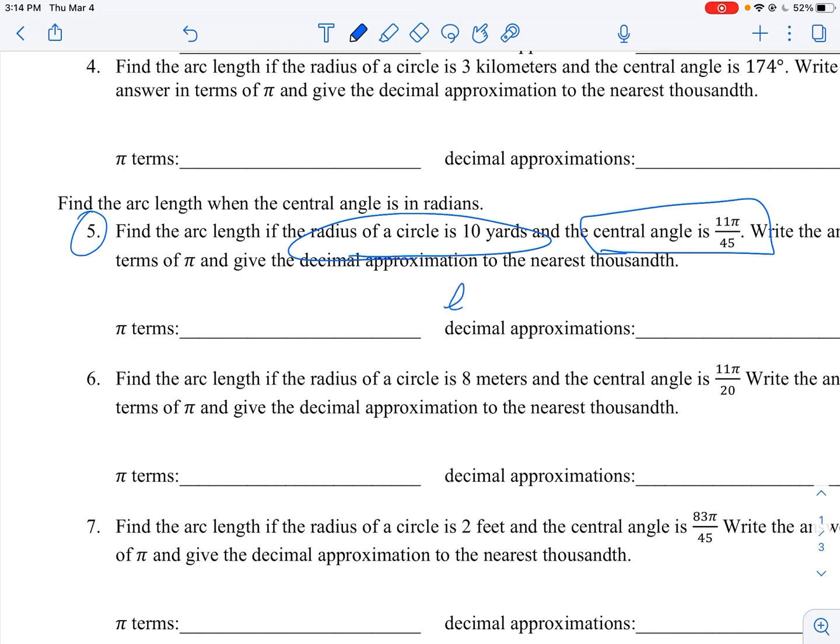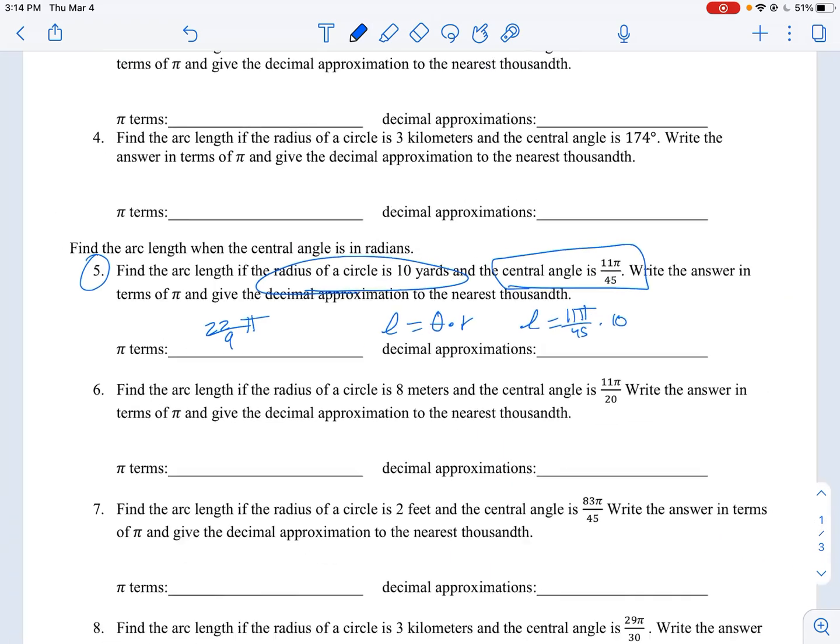So remember, arc length is just your angle in radians times r. So this turns into arc length is 11 pi over 45 times 10, which is 11 times 10 divided by 45. Whoops, 11 times 10 divided by 45. And simplify, you get 22/9 pi. And there's that part.